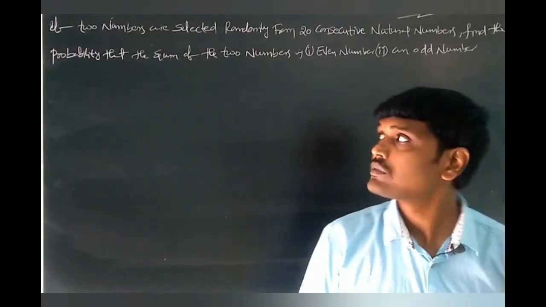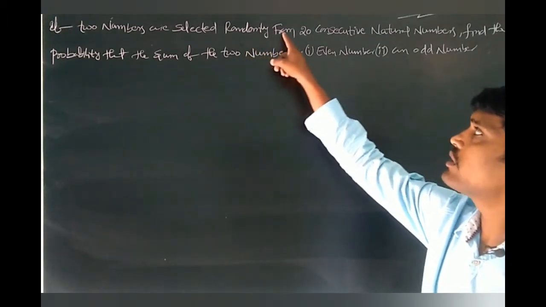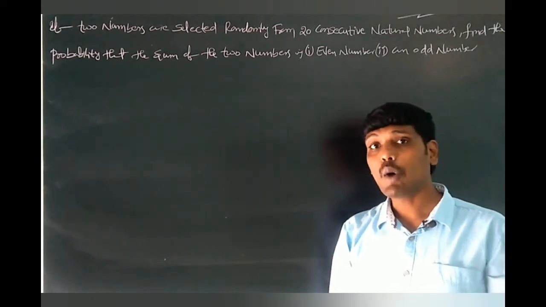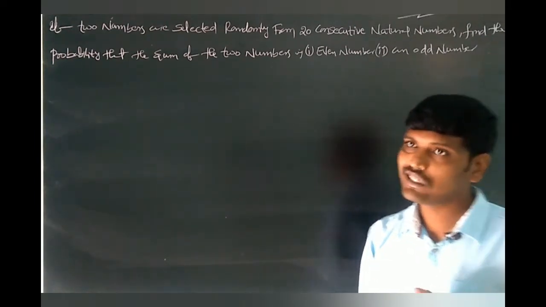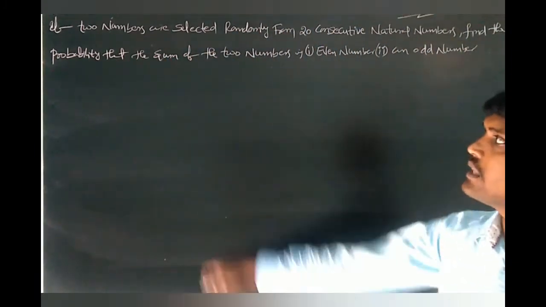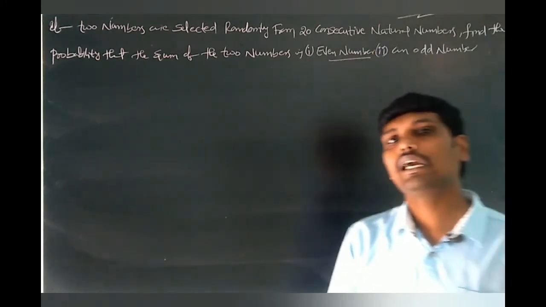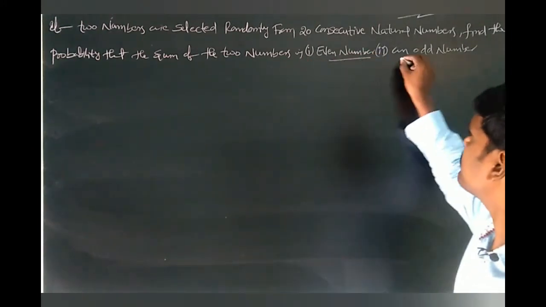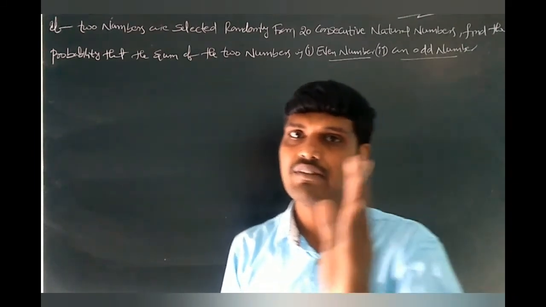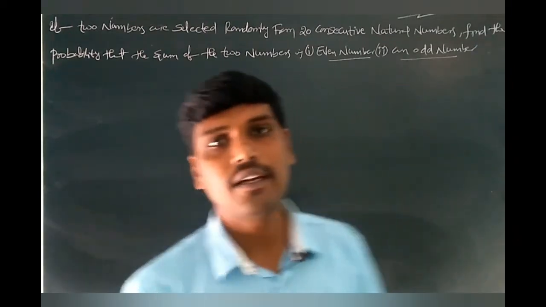Next problem: if two numbers are selected randomly from 20 consecutive natural numbers, find the probability that the sum of the two numbers is, first, an even number, and second, an odd number. The sum of the two numbers is an even number, find the probability. The sum of the numbers is an odd number, find the probability.